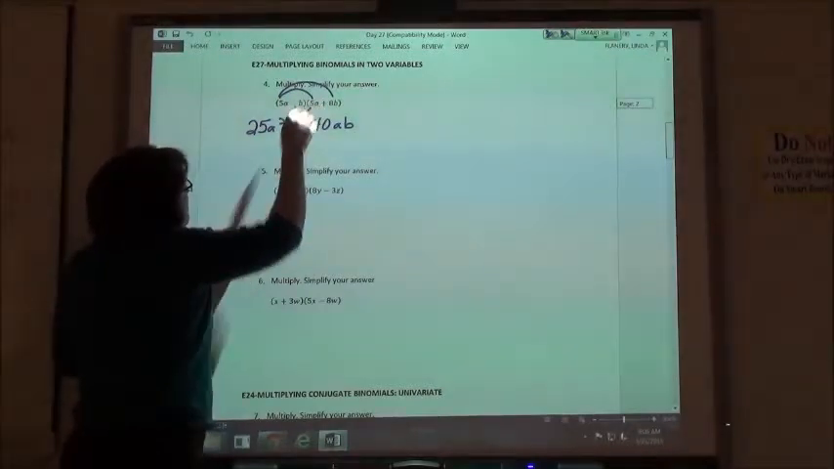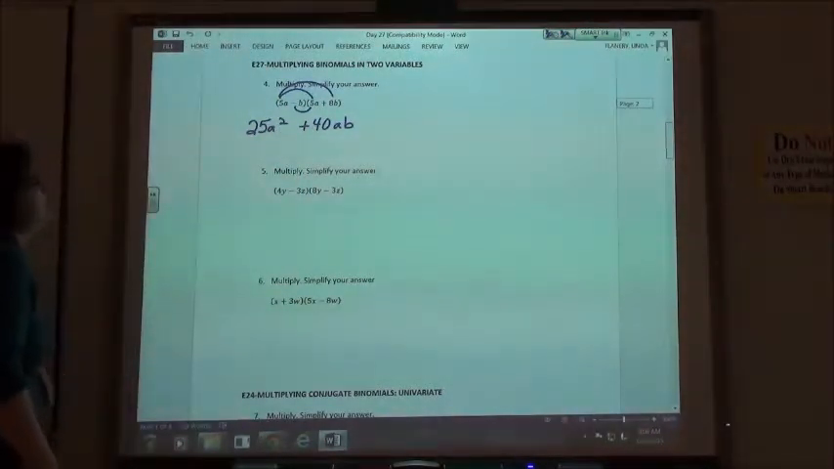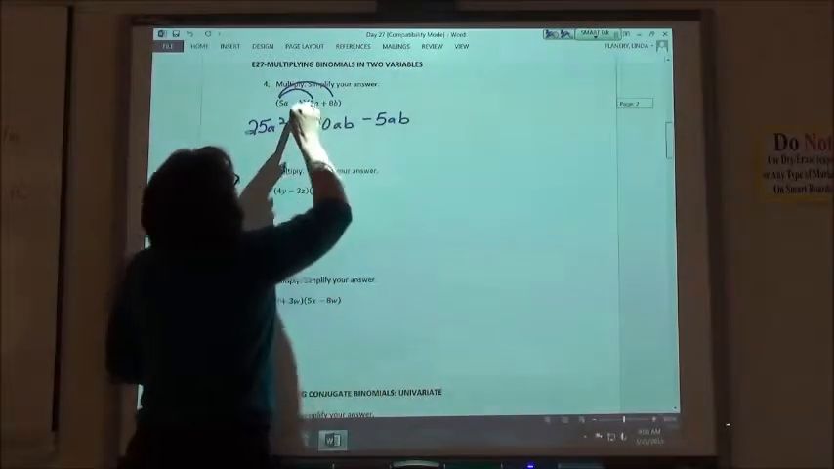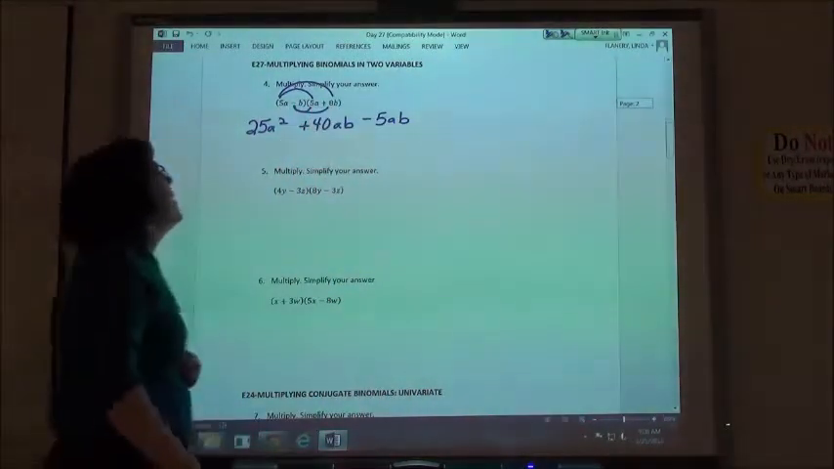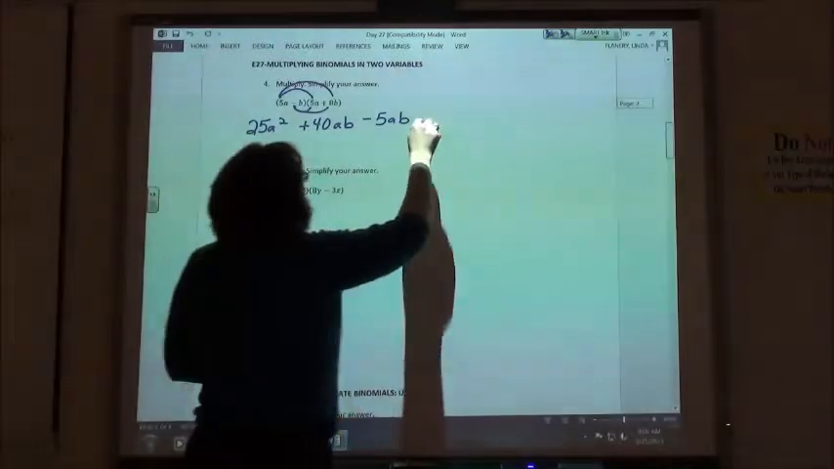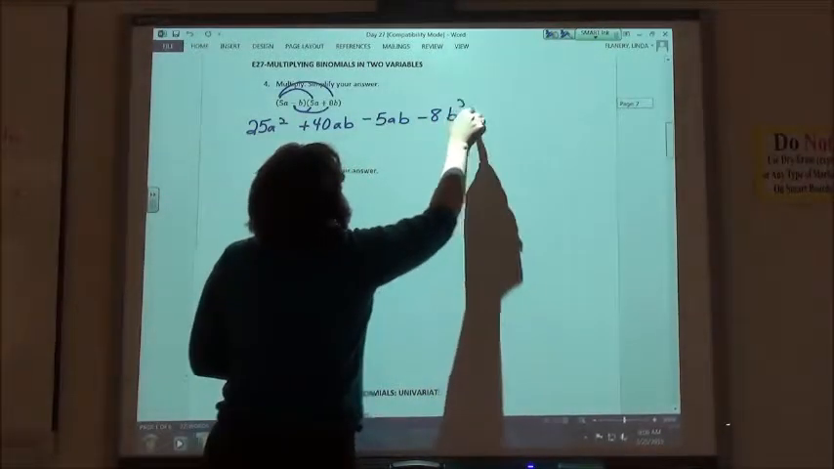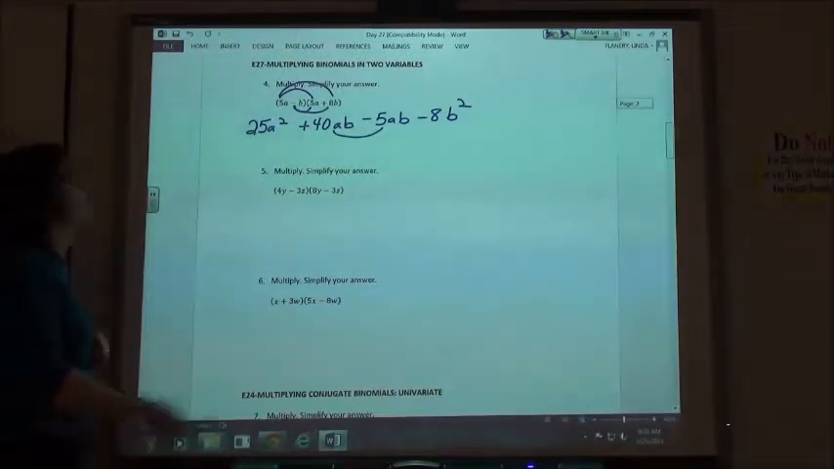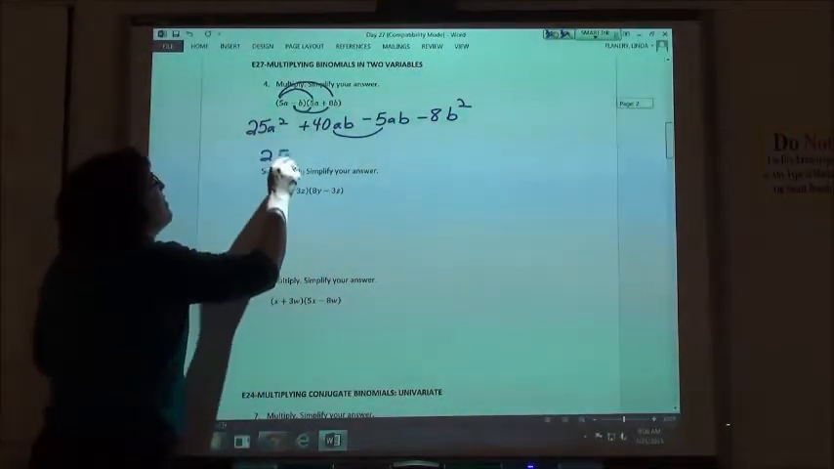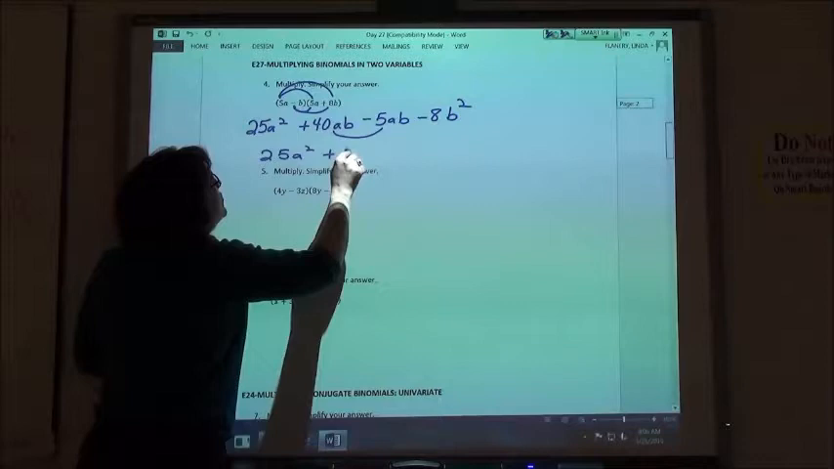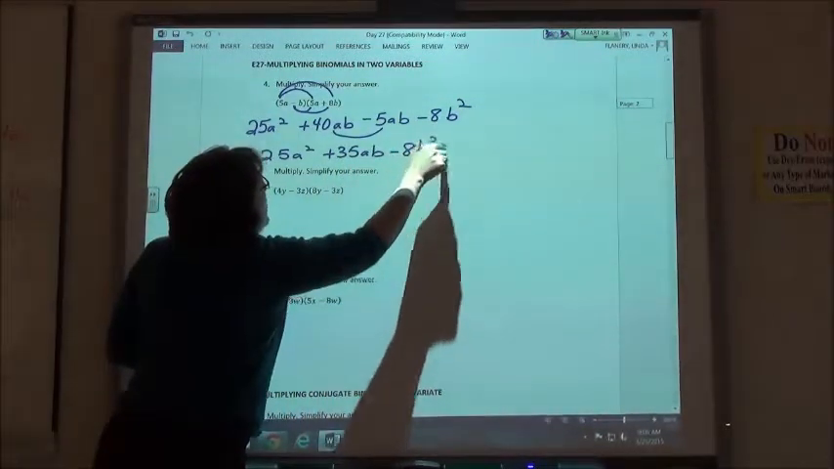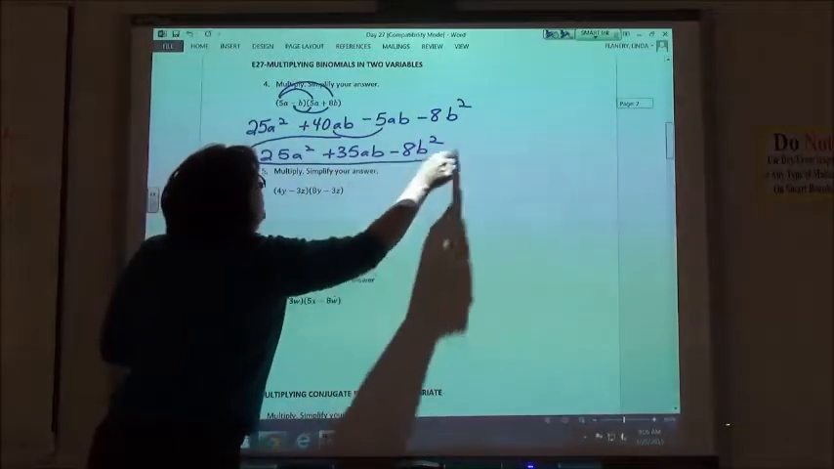Inside term, negative b times 5a. Negative 5ab. And then the last, the negative b times the positive 8b. Negative 8b squared. So again, my middle terms should be like terms. I'm going to be able to add or subtract in this case. So 25a squared plus 35ab minus 8b squared is going to go in for my answer.